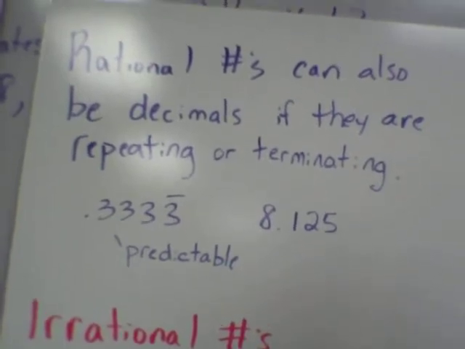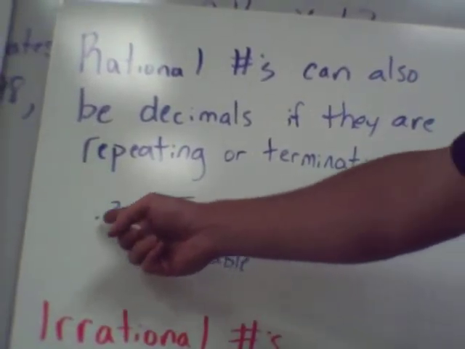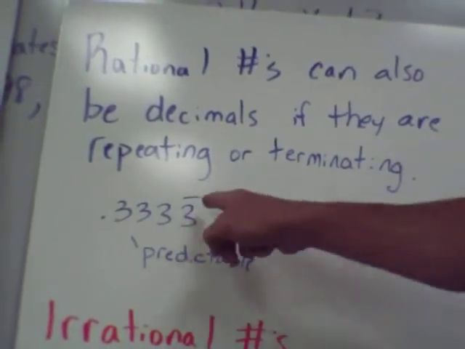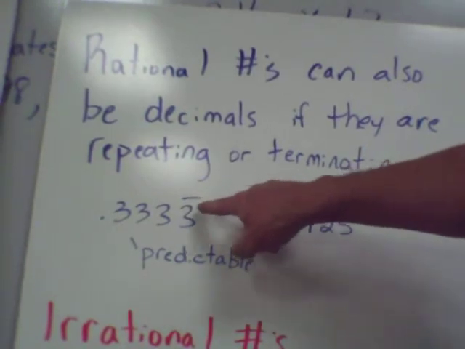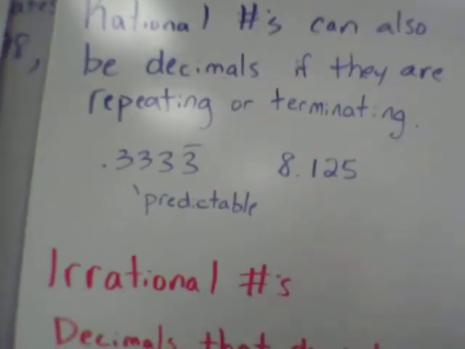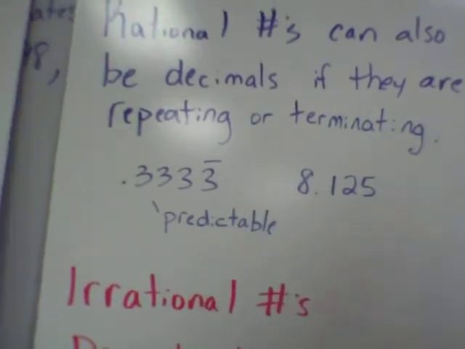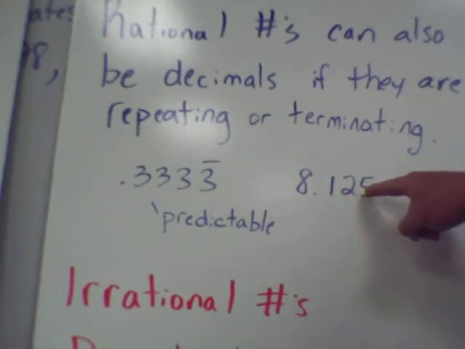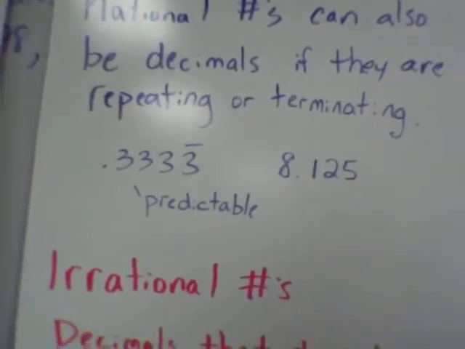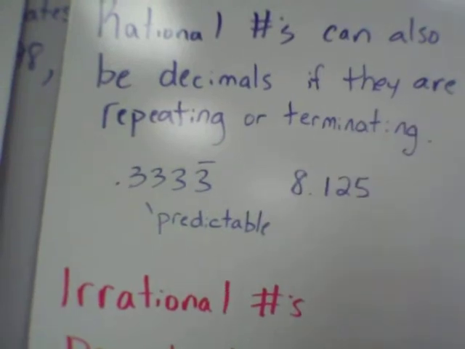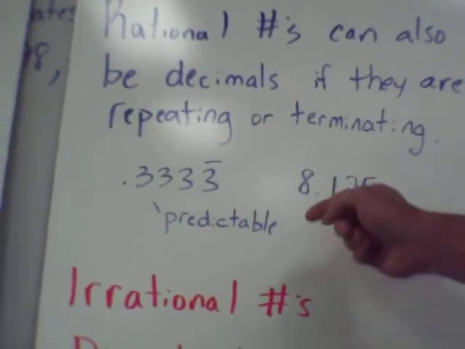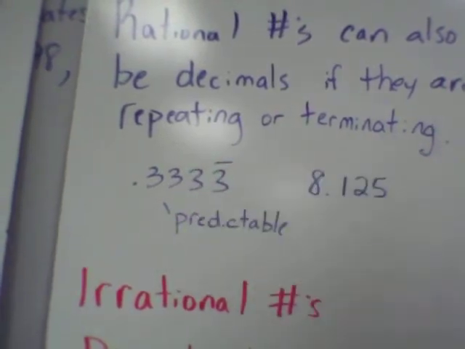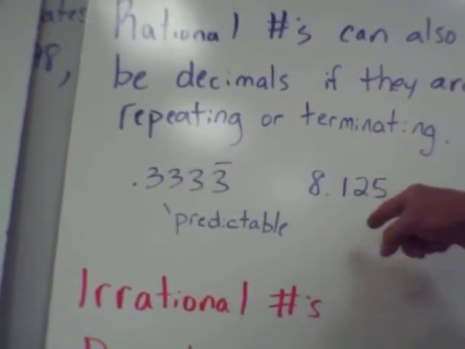So some examples of repeating decimals would be 3.3333 and so on, but as you can see, this line indicates that the number goes on forever. It is repeating, it is predictable, it has a pattern that I can tell. A terminating decimal would be 8.125. So that would be an example of a repeating or a terminating decimal. These are both rational numbers. This one's rational because I can see where it's going to go forever, and this one is rational because it stops.